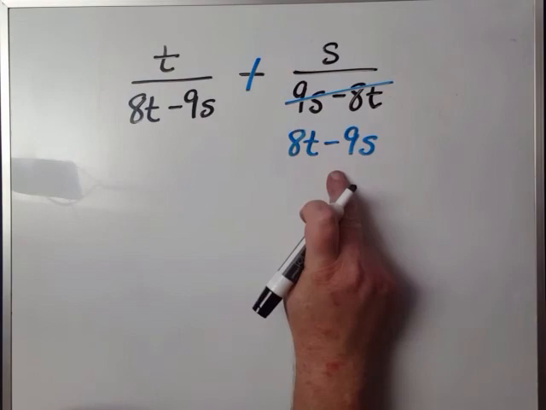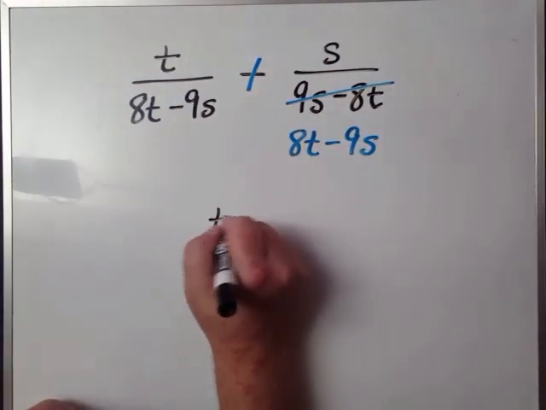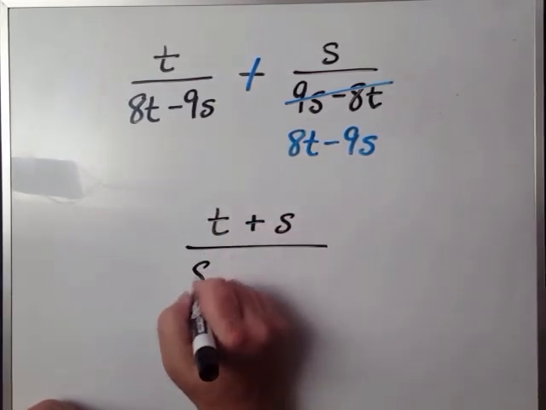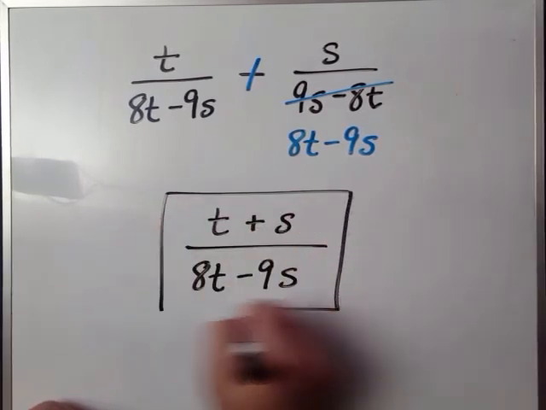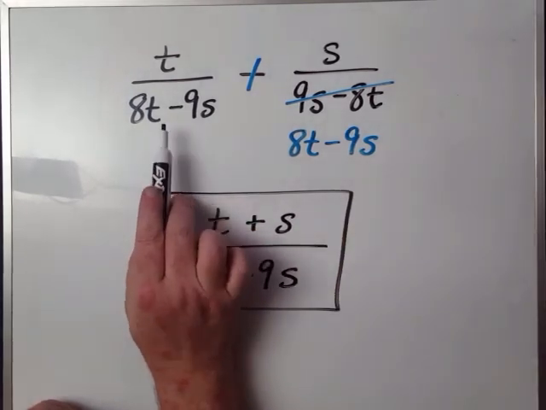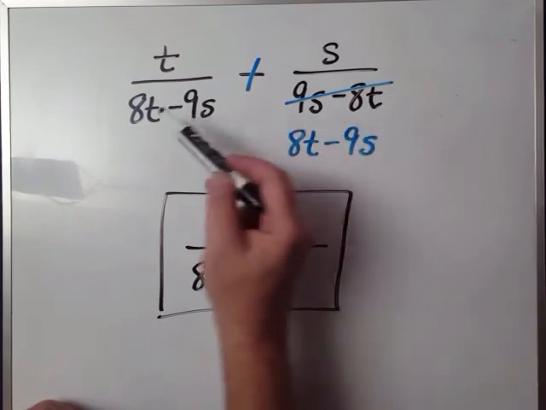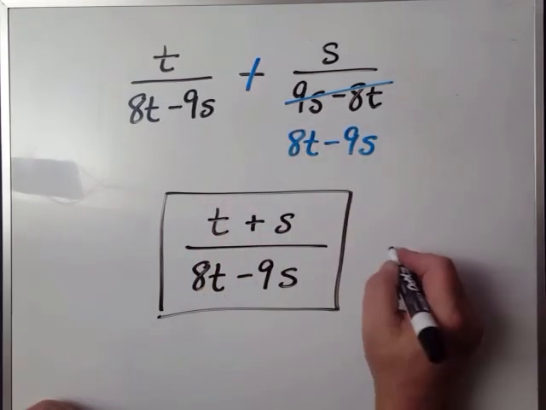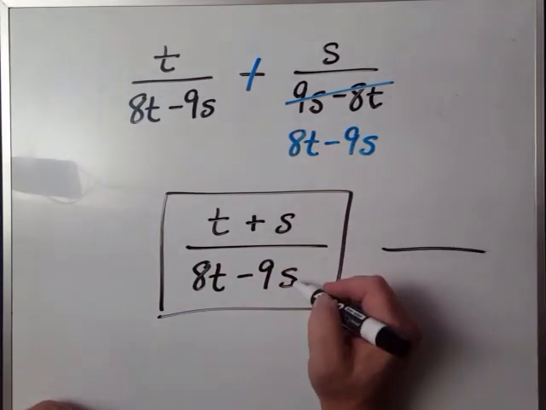Now that we have a common denominator, we can add the numerators. The numerators are unlike terms, so that will be simply t plus s all over this common denominator. Now, if someone chose to work this by adjusting the first denominator, I worked on the second denominator, but if someone adjusted the first denominator, they would have gotten, well, the opposite of the top and bottom of our answer.